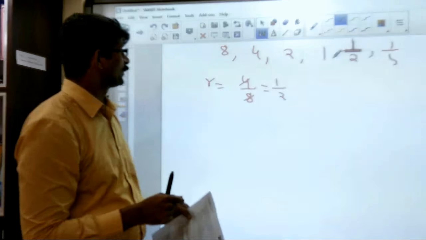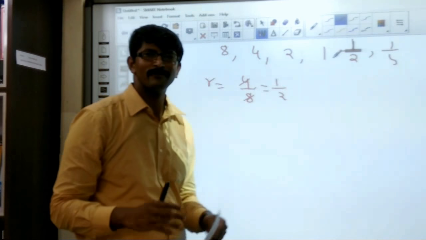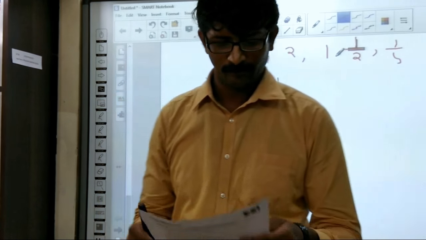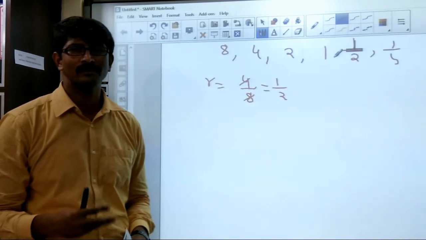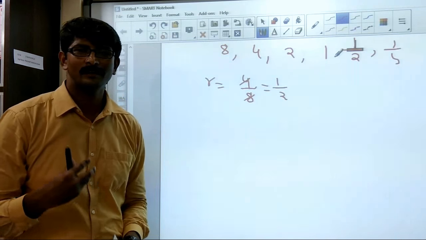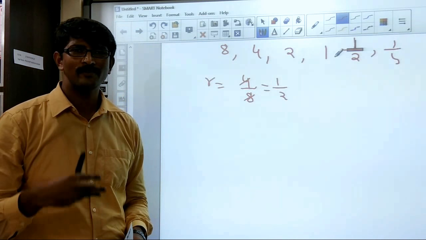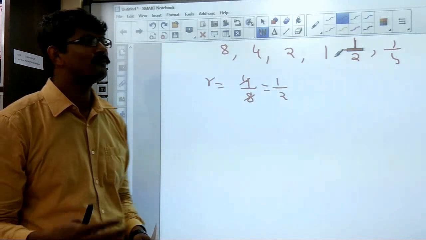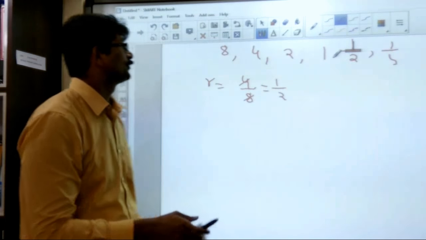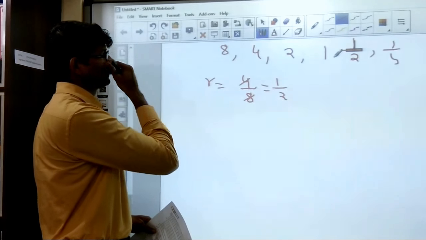Okay students, before proceeding to the sums, we'll have to understand a few concepts. Suppose we were to choose certain terms, like 3 terms, or 4 terms, or 5 terms, then how should our choice of the numbers be?